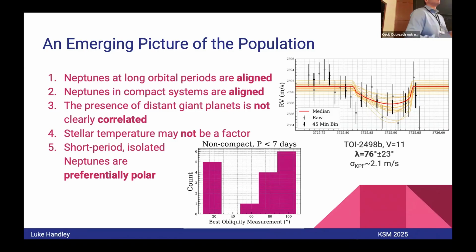And 5, and I think this is the main and most interesting takeaway from the obliquities of small planets, which is that if we sort our sample into only the isolated, the non-compact Neptune-sized objects with periods less than 7 days, not only do we observe a large number of polar configurations, we actually preferentially observe polar configurations. So when you look at the orbit of a Neptune-class planet in this sample, you're actually more likely to see it orbiting perpendicular relative to its star than you are to see it aligned, which I think is really amazing.